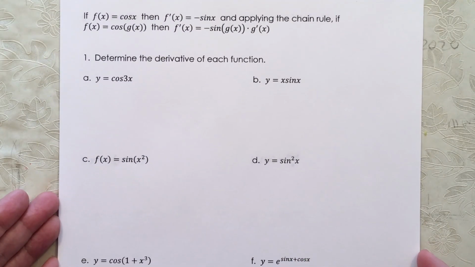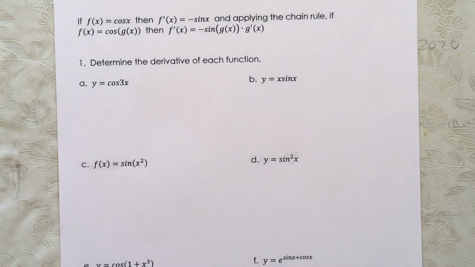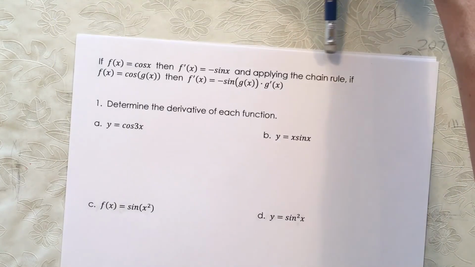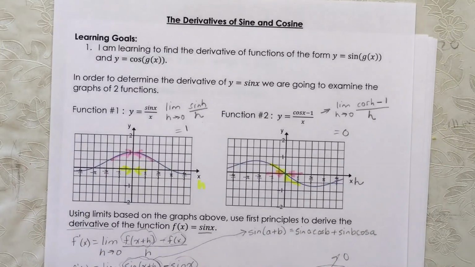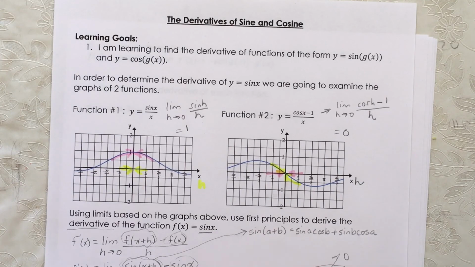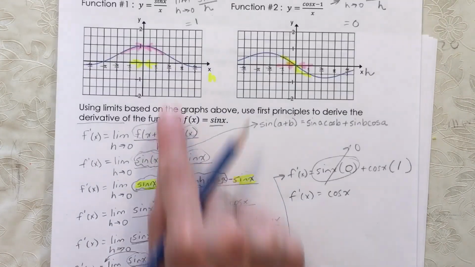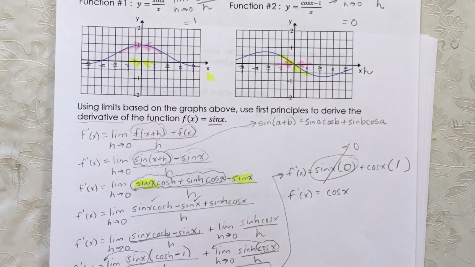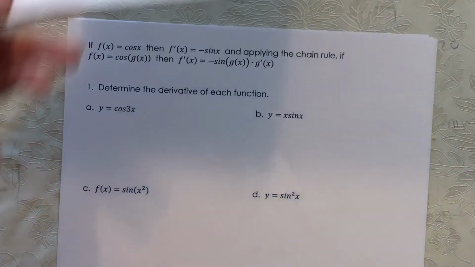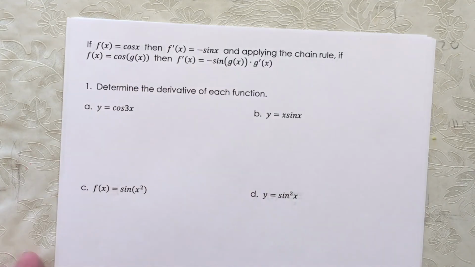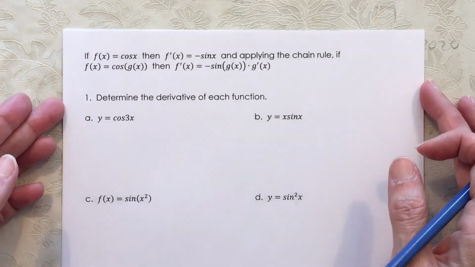So if f at x were cos of x, then f prime at x is negative sine of x. I could prove that to you using the exact same methodology, but the cos of a plus b is a different formula, and using our graphs, these same two graphs, we could prove that the derivative of the cos of x is negative sine of x. Okay, but I'm not going to go through that proof.